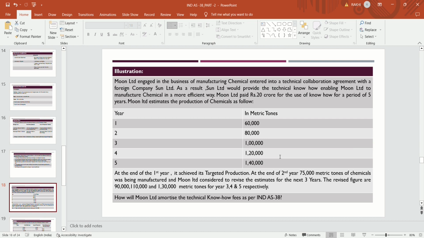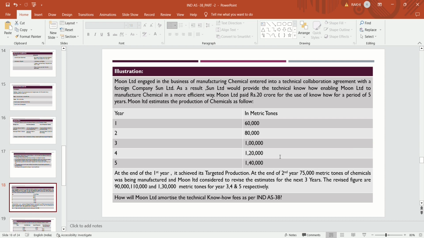Moon Limited estimates the production of chemicals as follows. In year 1 the production is 60,000 metric tons, in year 2 80,000 metric tons, year 3 1 lakh metric tons, year 4 1,20,000 metric tons, and year 5 1,40,000 metric tons. At the end of first year, it achieved the targeted production, that is 60,000, and at the end of second year 75,000 metric tons of chemicals were manufactured, because the estimated production is 80,000, but actually they produced 75,000 metric tons.